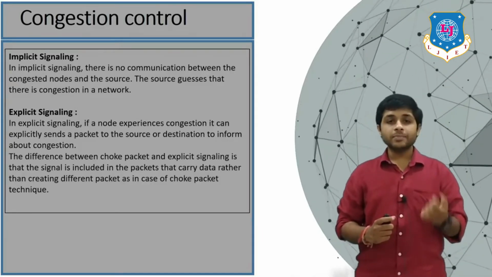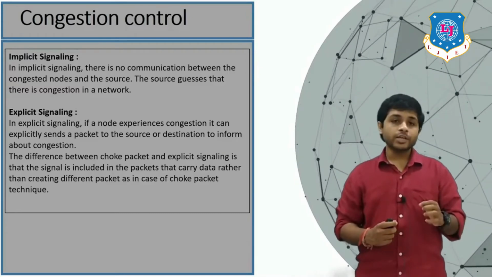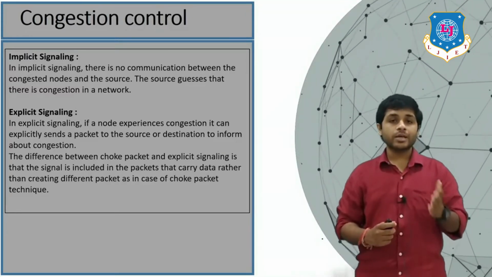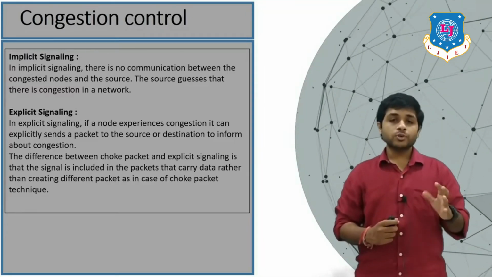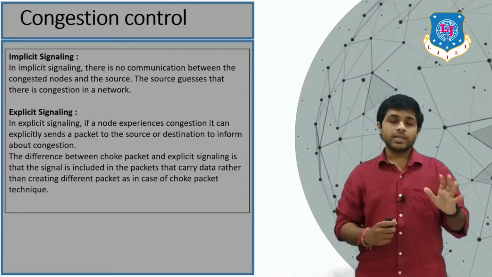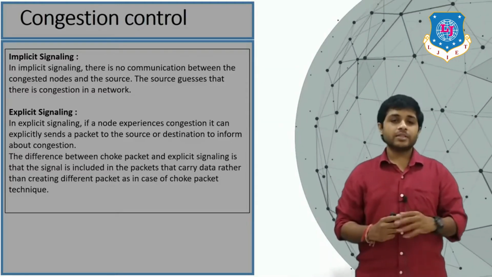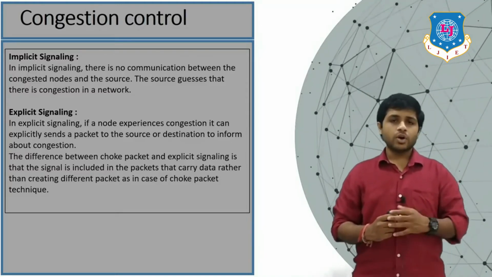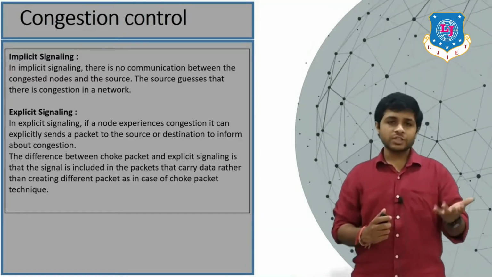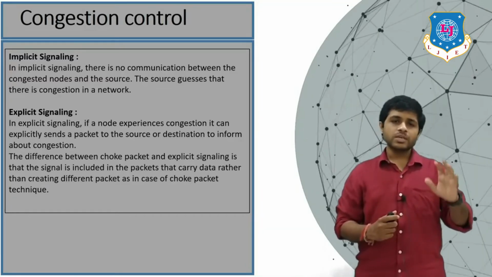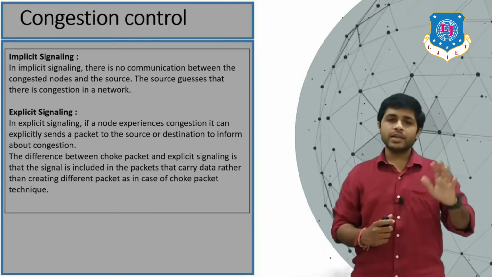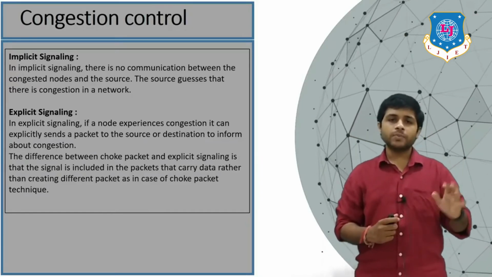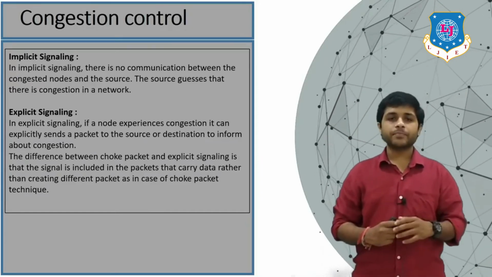The next type is the implicit signaling. In the implicit signaling, there is no communication between the congested node and the source. So the source assumes that there might be a possibility that there could be congestion in the network. So the source will send packets at a very low rate or it will send packets after some time.